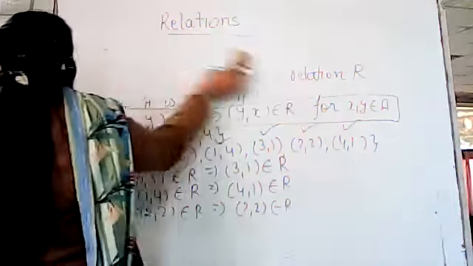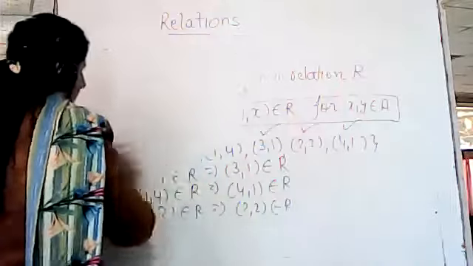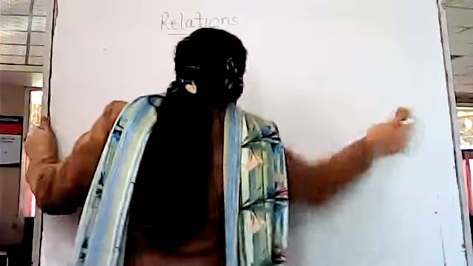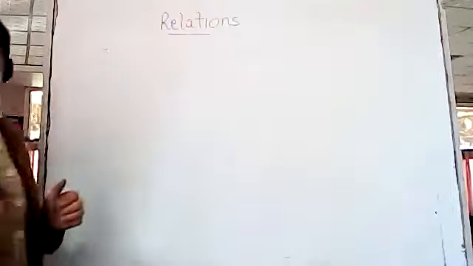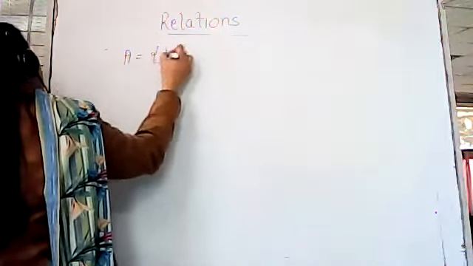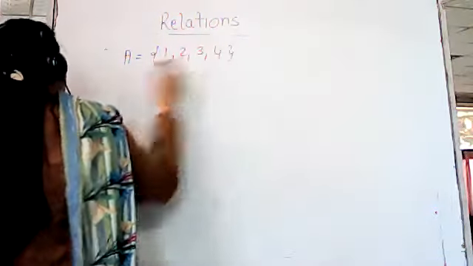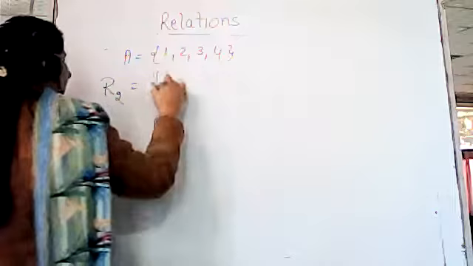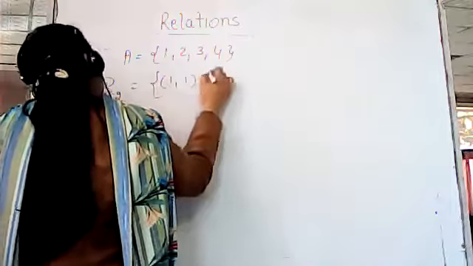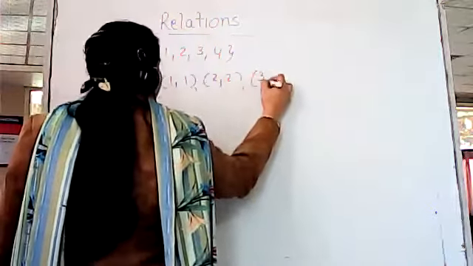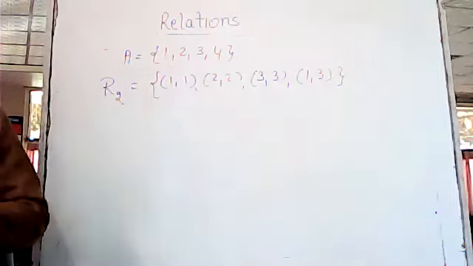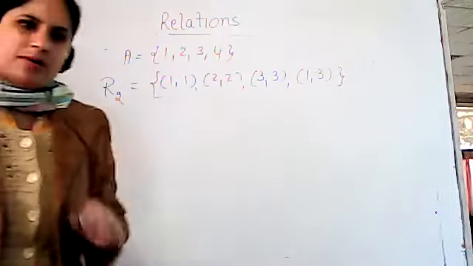So a symmetric relation is basically a relation in which the inverse of every ordered pair of the relation R is also present in the same relation. Now let us consider one more example. I have taken set A, and let us now define a relation R2 whose elements are (1,1), (2,2), (3,3), and (1,3). Is this relation symmetric or not?